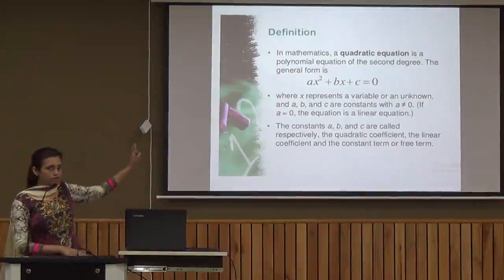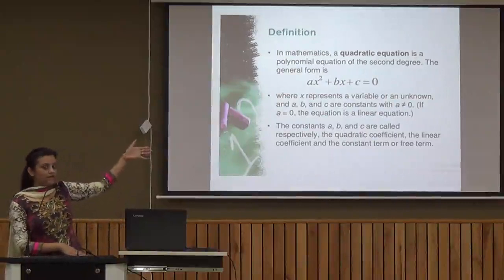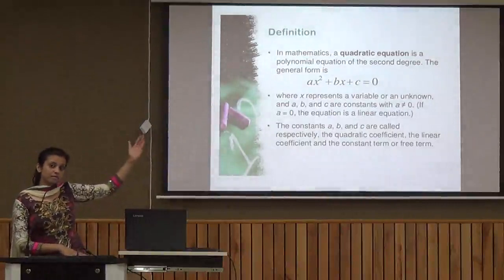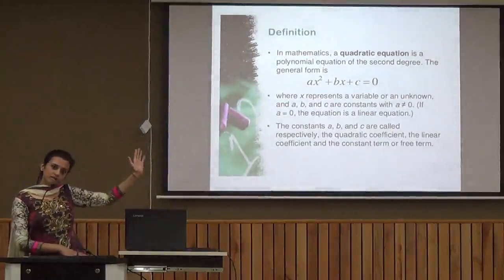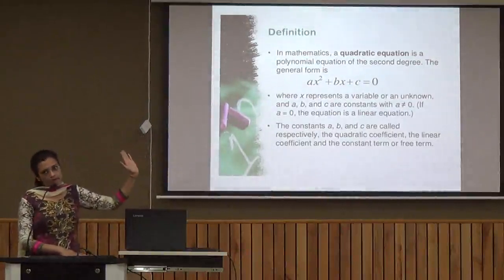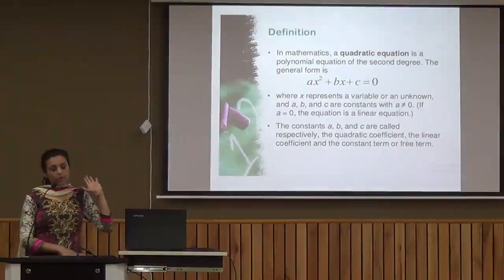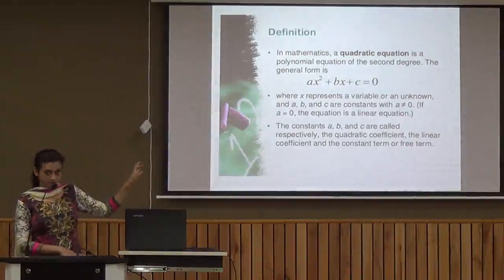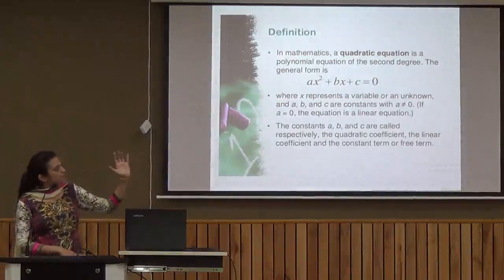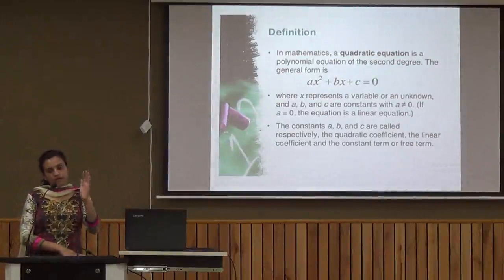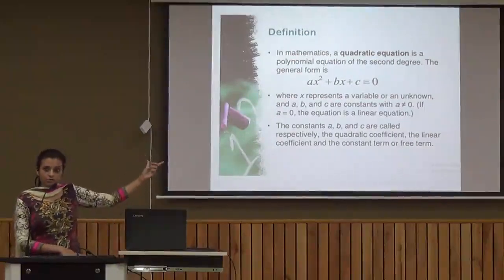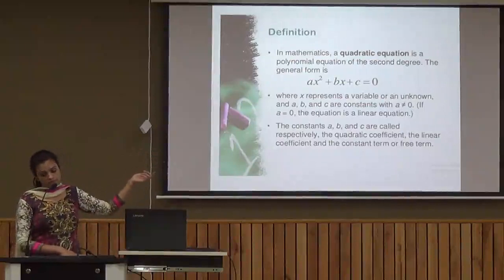Remember, degree 2, as you can see, ax squared is compulsory. Rest, even if they are not there, we can still manage. But what is compulsory is the x square term or the square term. Where x represents a variable or an unknown, and a, b, c are constants with a not equal to 0. See, this term a not equal to 0 just reiterates what I just mentioned.